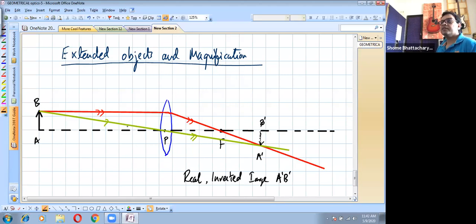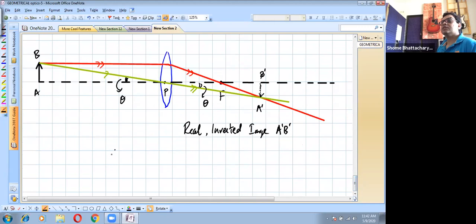Now the idea of magnification will be the same. This angle will be equal to this angle because this ray is undeviated. This angle is some theta. Then the angle subtended by the object at the pole will be the same as the angle subtended by the image at the pole. So therefore, again, you can see that triangle ABP is exactly the same as in mirrors, they are similar.